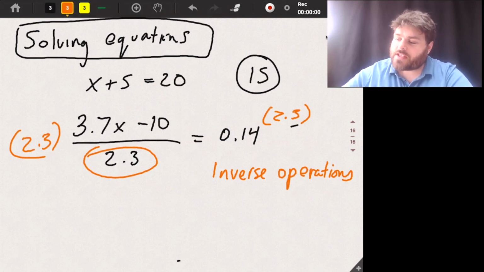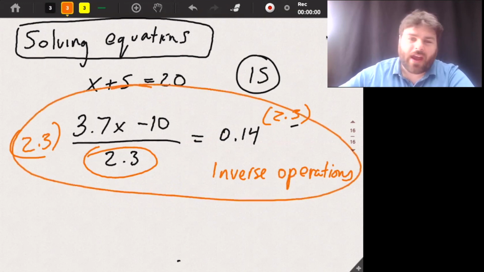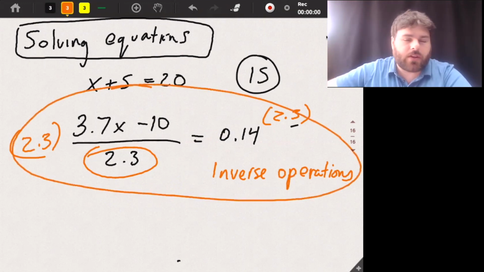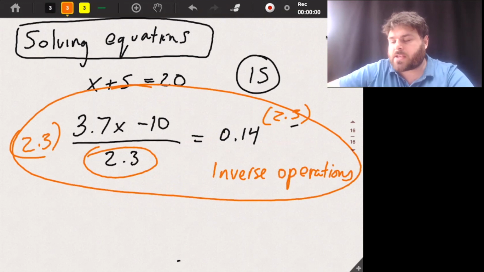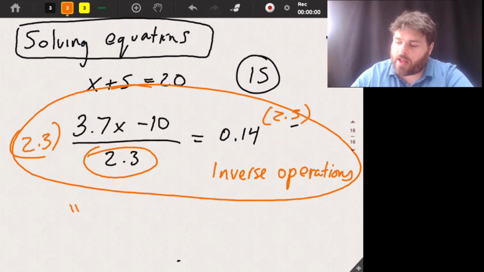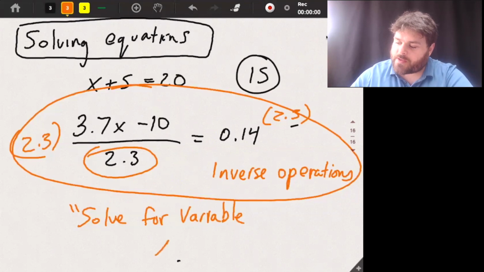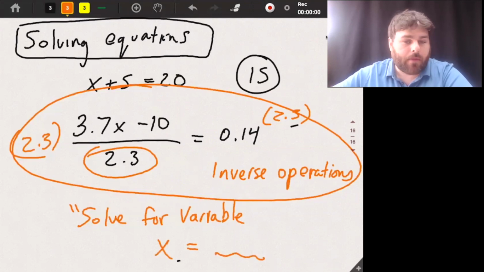All right, so this is the most common way. Doing it in your head is not always a good way to do it. I mean, it's a great way to do it if you can, but sometimes we're going to actually use these inverse operations to solve for the variable. That's one thing you've probably heard your teacher say, is solve for the variable. Okay, what that means is we want it to say x equals and then a number. That's when we say we've solved for that variable.